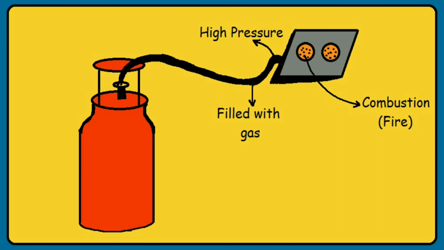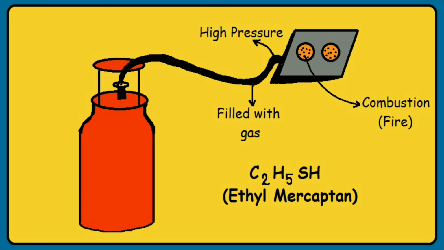Another funny thing is that butane is odorless, but there is a very distinctive and unpleasant smell when the gas is leaking. It is because we have put a gas, ethyl mercaptan, in it just for safety purposes. This gas is very foul smelling.